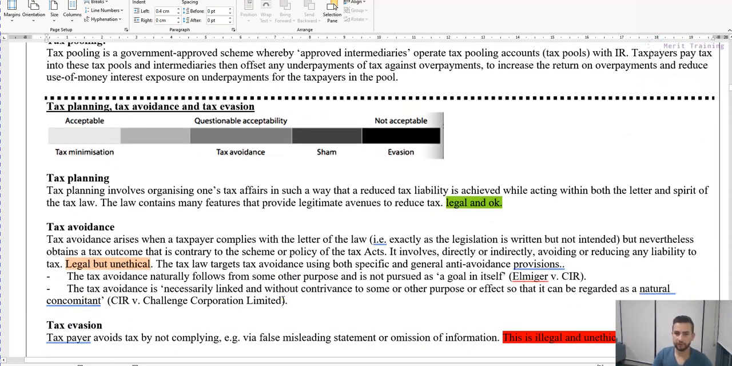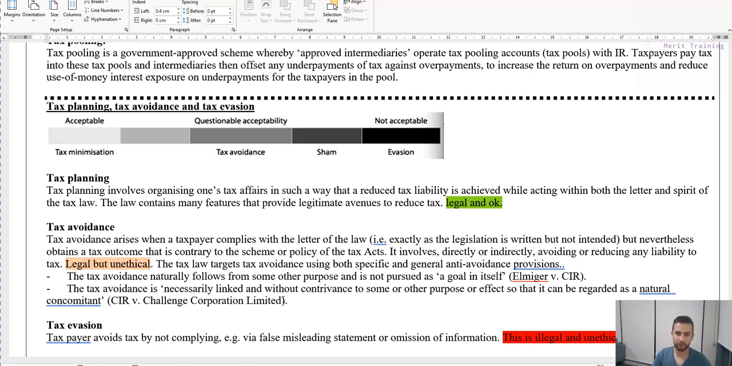So let's talk about the ethics of tax now. There's a couple of important concepts we need to discuss. So tax planning, tax avoidance, and tax evasion. They're all on the same scale at different ends of legality and ethicality. So let's talk about the first one.